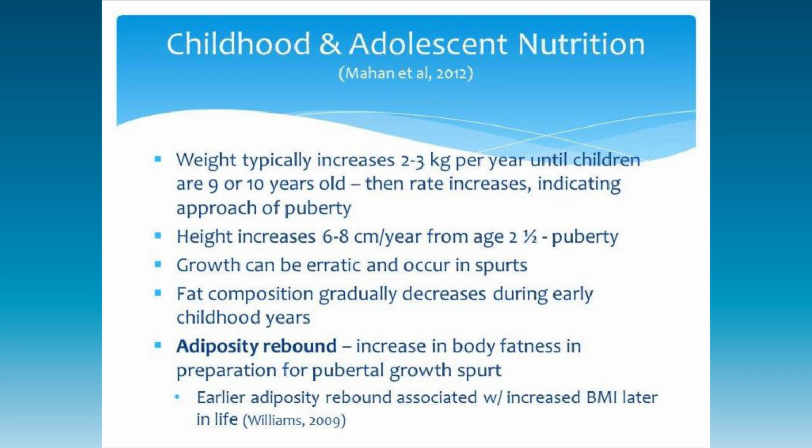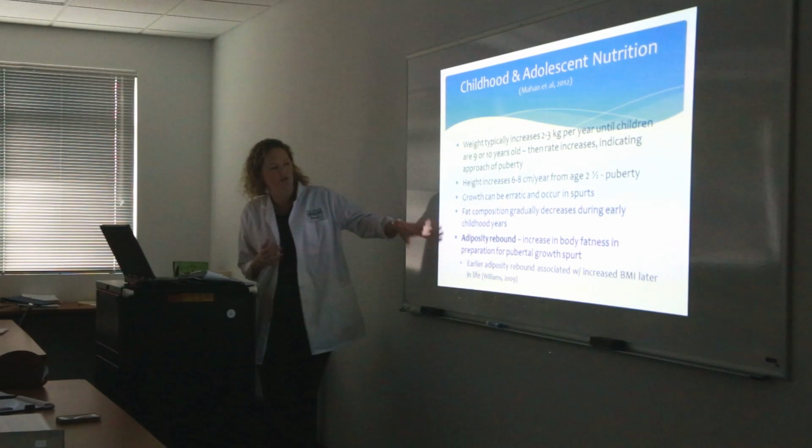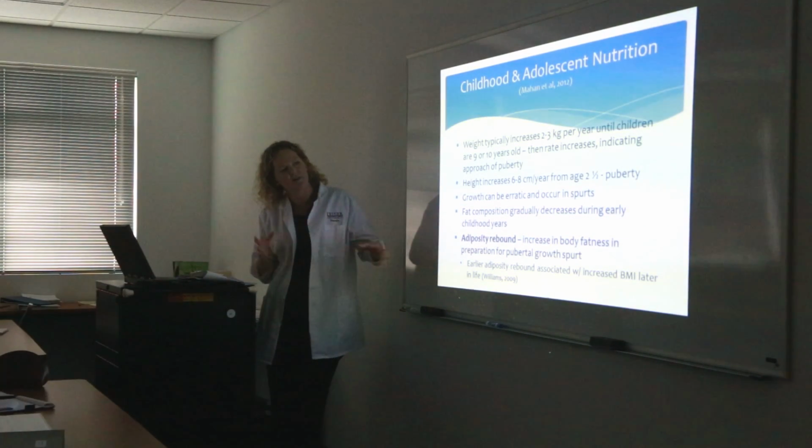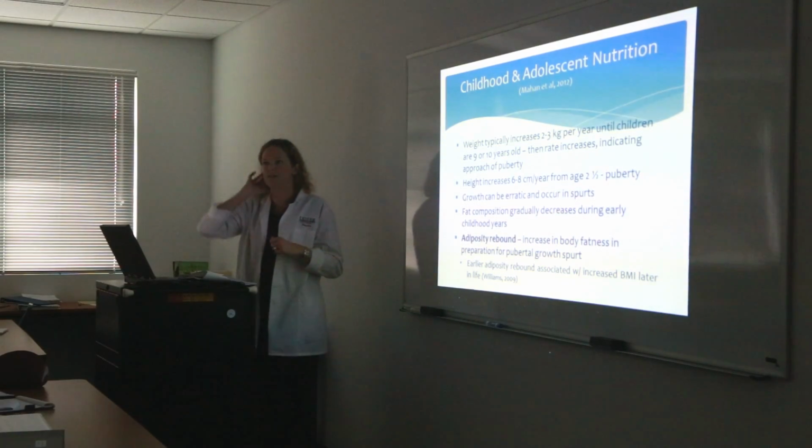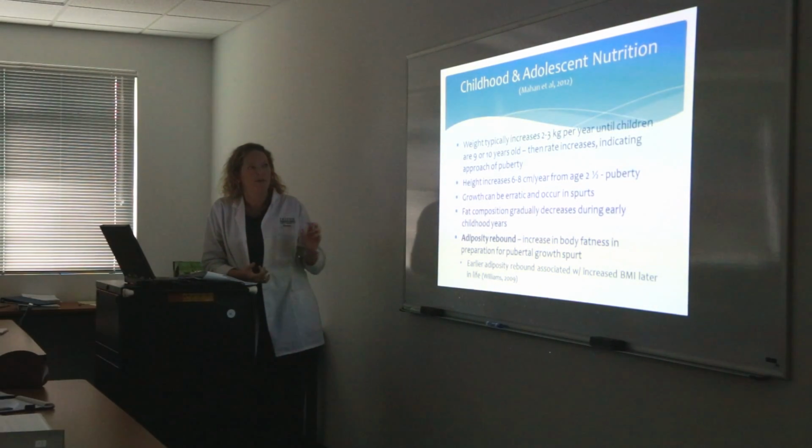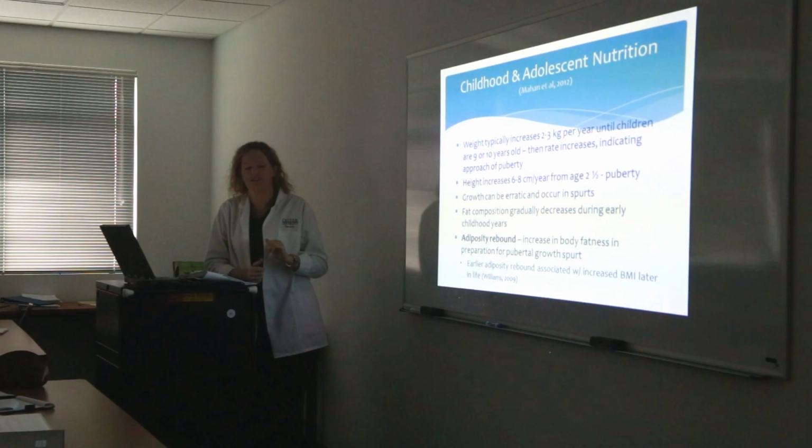And at this age, their growth can be kind of erratic, and they can have growth spurts, and that's totally normal. So you might see on the growth chart, it might look kind of zigzagged, but as long as in general they're following that curve, it's okay. Fat composition starts to decrease during childhood, but then as they get to puberty, what happens is adiposity rebound, and then that body fat starts to increase when they start reaching puberty. The earlier the adiposity rebound occurs, the more likely they are to have a higher BMI later in life.